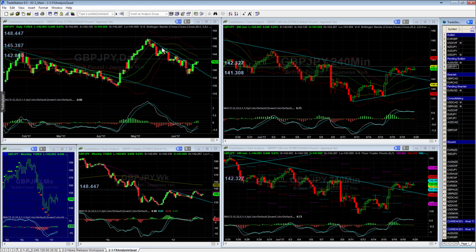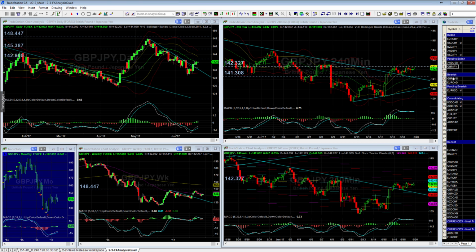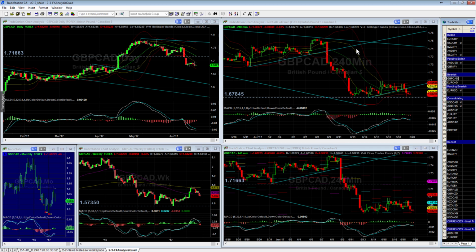It's broken through this line, although this line has been broken a few times here. This time we broke it with a little bit more strength, and it's a little more convincing. But now we're in a bit of a consolidation channel. So I'm going to leave this one in pending bullish and watch to see if we can break above this previous pivot here at 142.327, and then we'll be watching to see if we can get above 142.757.